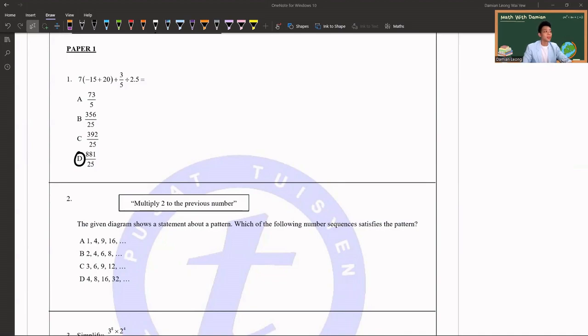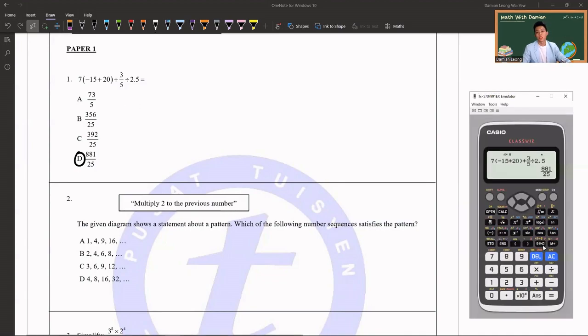Of course, if they want it in decimals, then you just change it to the decimal form. Or if you're using the MS version calculator and you want it as a fraction, press the fraction button to change it to the fraction form.